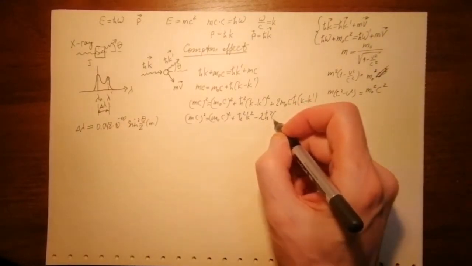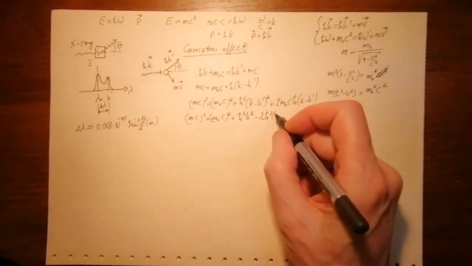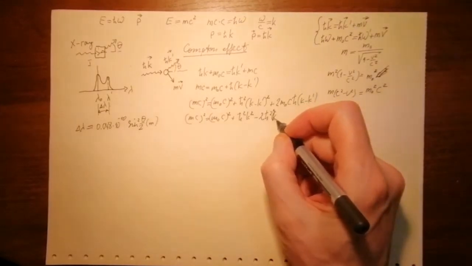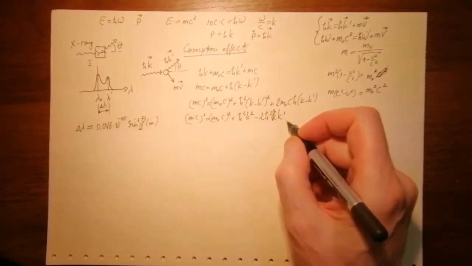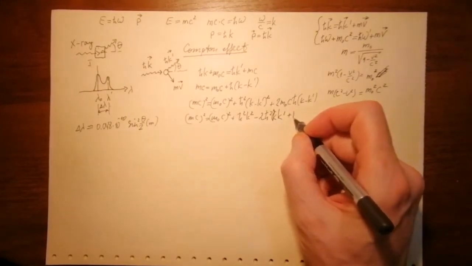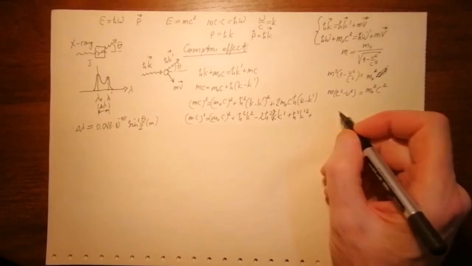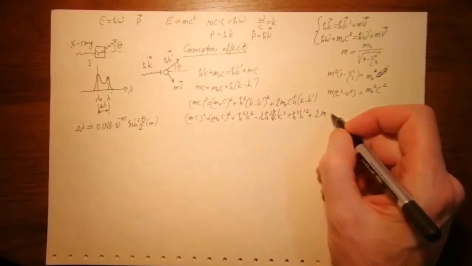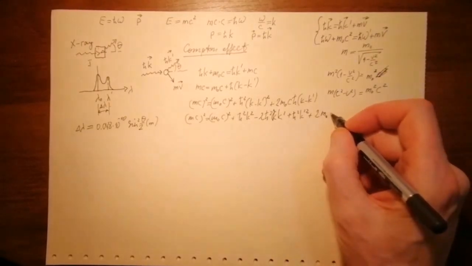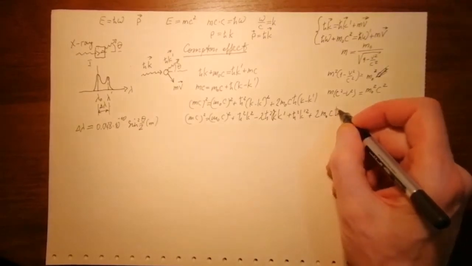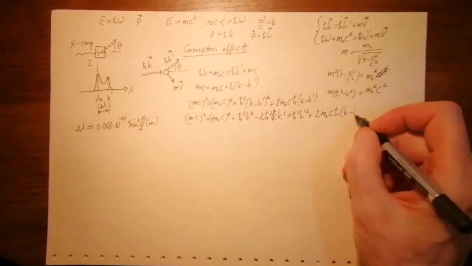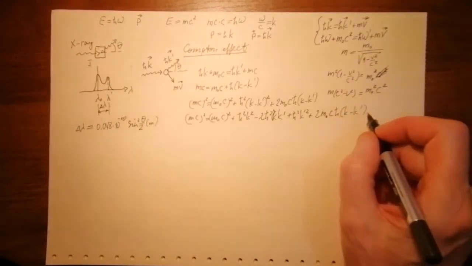2h squared k k prime plus h squared k prime squared, and plus 2 m0 c h (k minus k prime).